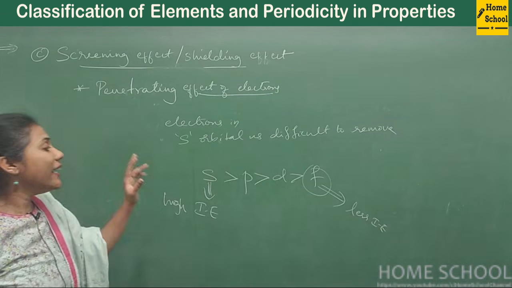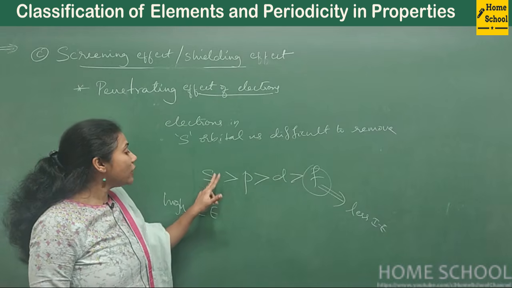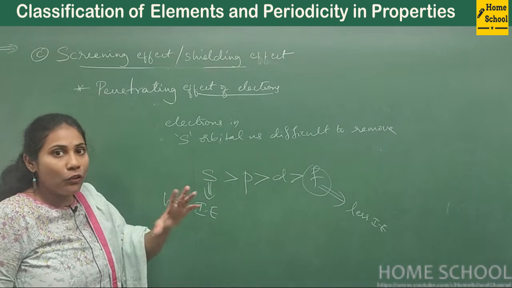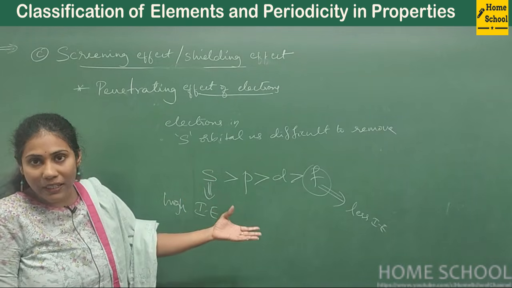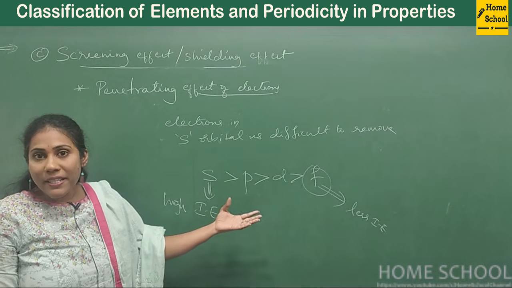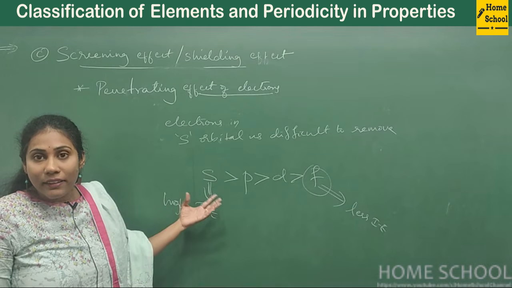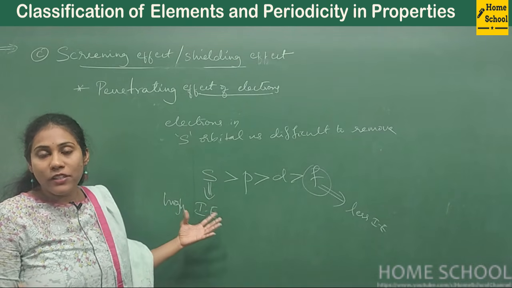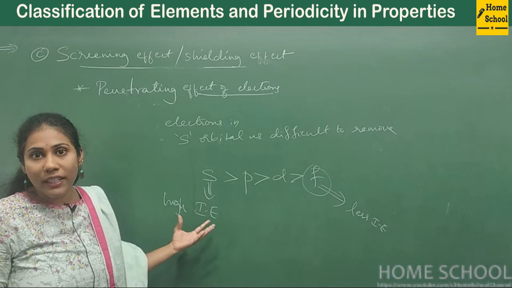Okay, so why is it very difficult to remove electron from s orbital? If the outermost orbital is s orbital, if the last electron is present in s orbital, then I'm talking about that situation.